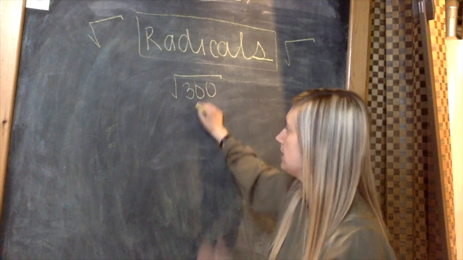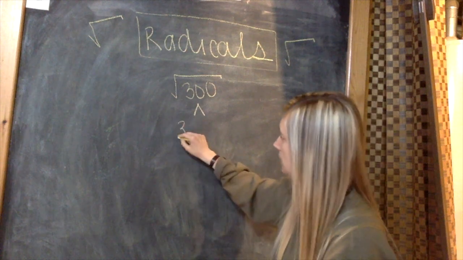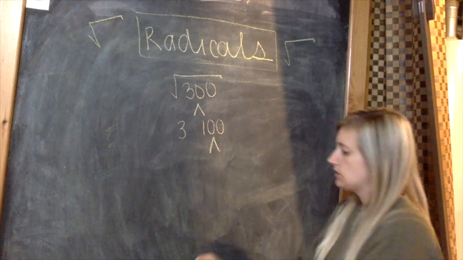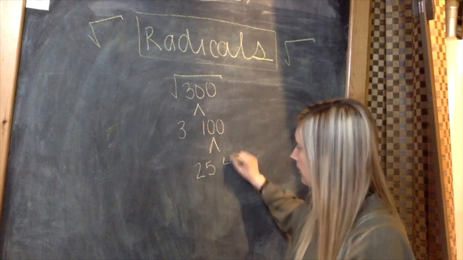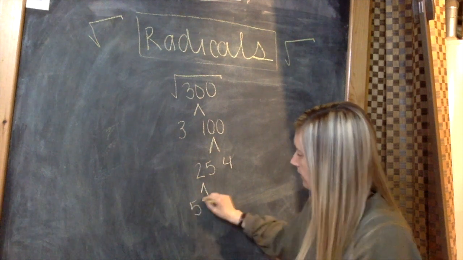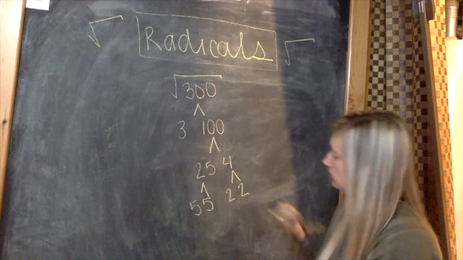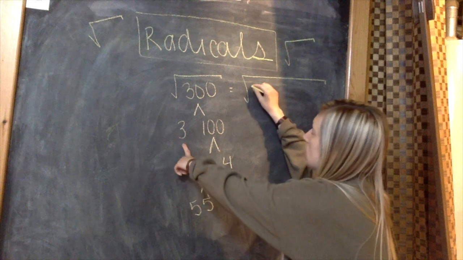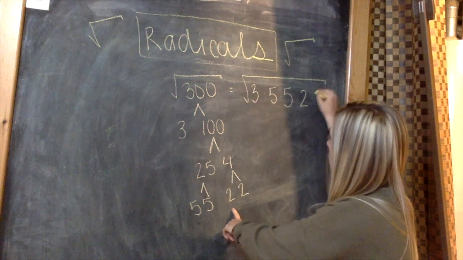Let's break 300. What goes into 300? 3 and 100. Let's do 25 and 4. Let's do 5 and 5, and the 4 breaks into 2 and 2. So this is the same thing as 3 times 5 times 5 times 2 times 2.